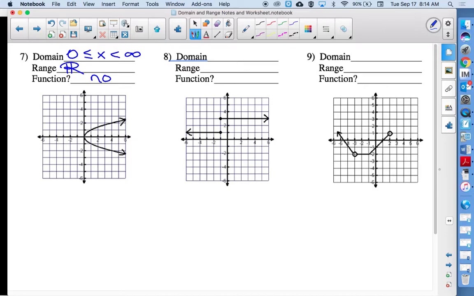So 8 looks a little different because I have a line going left and a horizontal line going right. Jack, what do you think for the domain? Yeah, because it goes left and right. It continues forever. Even though they're separate lines, it's still touching every single point. Jack, what's the range though? 1 and 3. Yeah, just 1 and 3. Those are the only two y values that it's touching.